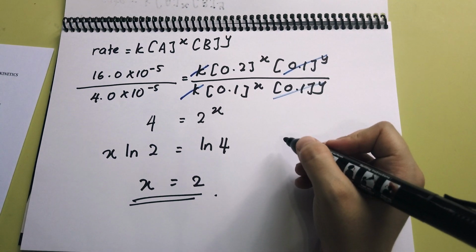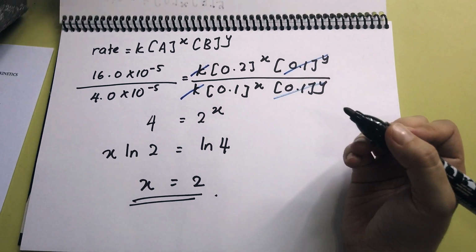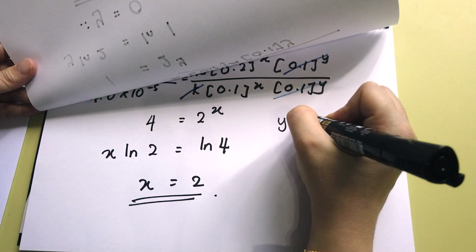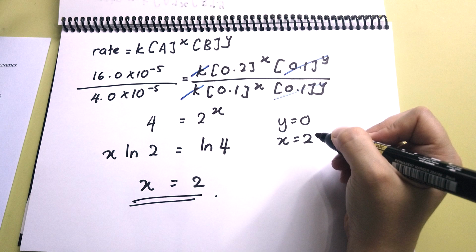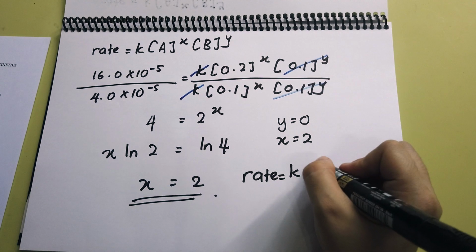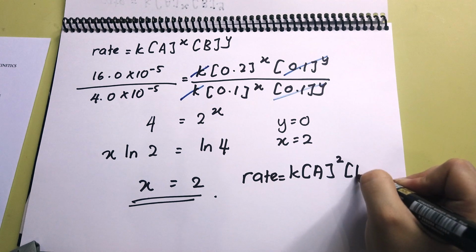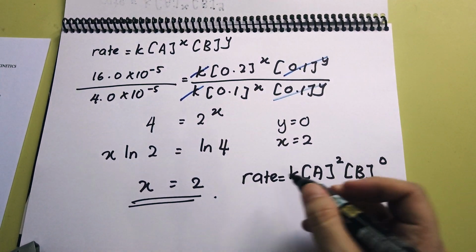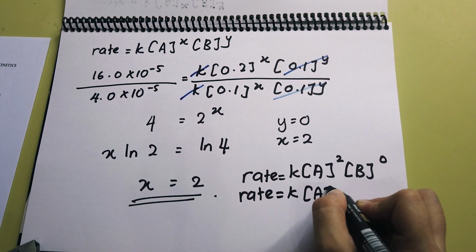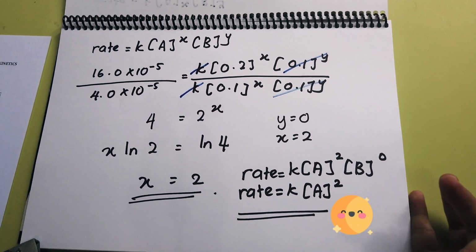Therefore, when you want to find the rate, you just copy back from the calculation before. We get the value of Y is equivalent to 0, so Y equals 0 and X is equivalent to 2. So you copy back again. Rate is equivalent to k A to the power of 2 and B to the power of 0. Or you can say that rate is equivalent to k A squared. So this is your final answer for the first question.